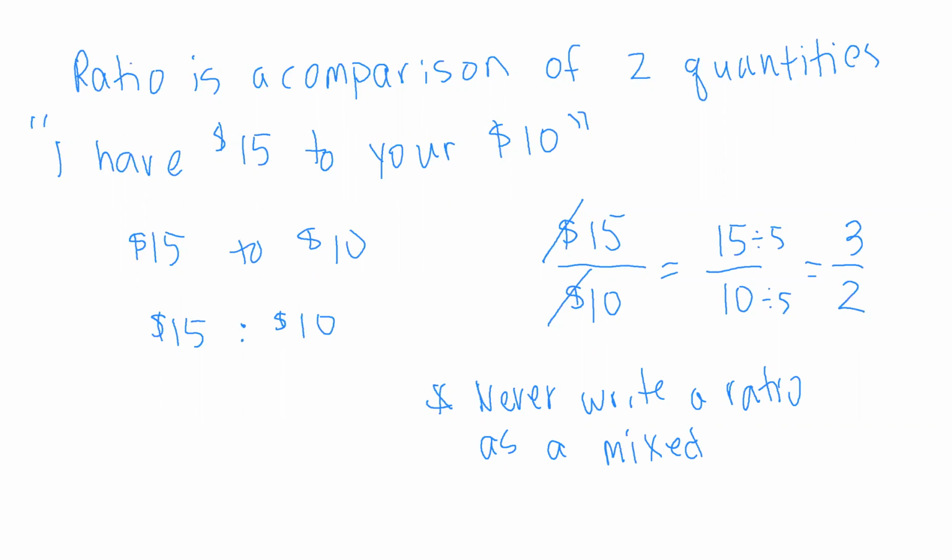Okay, so let's look at simplifying a few more of these. So let's say that we have 9 to 3. First thing we want to do is we want to write this in fraction form. So first over second, 9 over 3. And then you want to see if you can reduce this. So 9 and 3 have a 3 in common. Divide that 3 out, and we get 3 over 1.